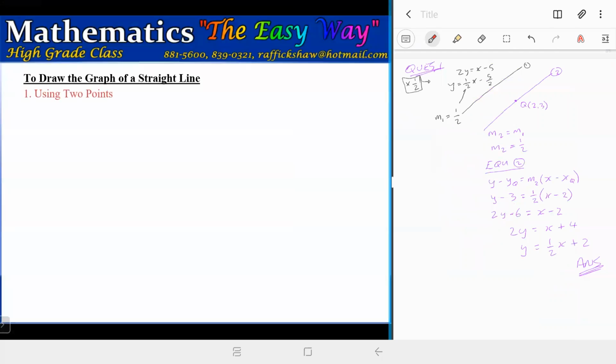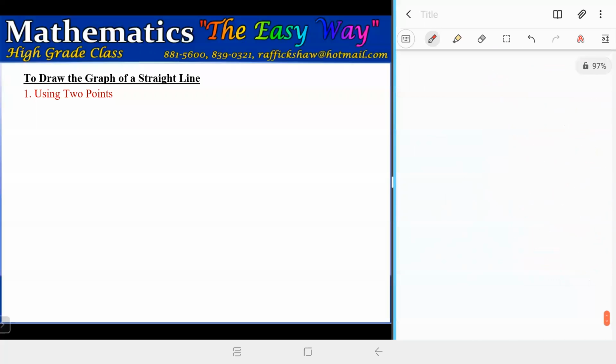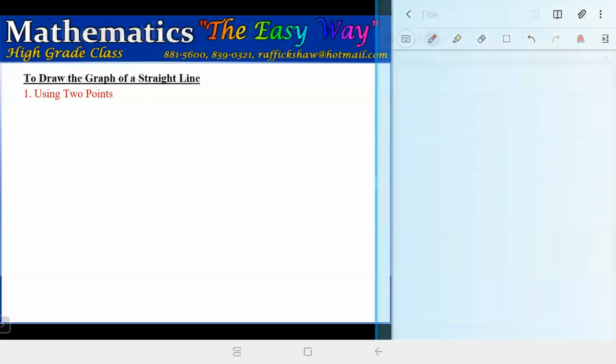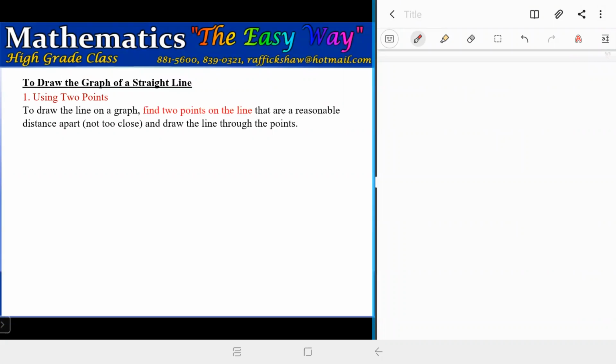There are two ways. One way is to use 2 points. They give the equation of a line, you can find any 2 points using the equation, and then you draw the graph through those 2 points. To draw the line, you find 2 points on the line, and you want them to be a reasonable distance apart. You don't want them too close to each other, because the closer they are, the more likely you might go a little bit off. So you want to put the points far apart on the graph, and then you draw a straight line through the 2 points.